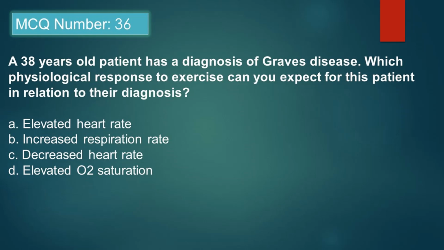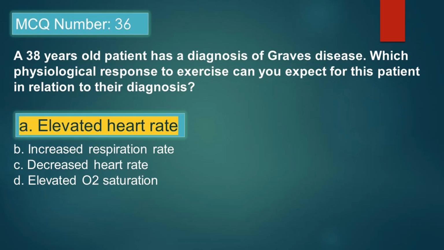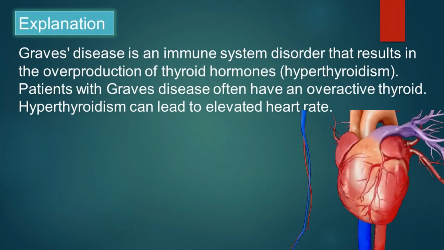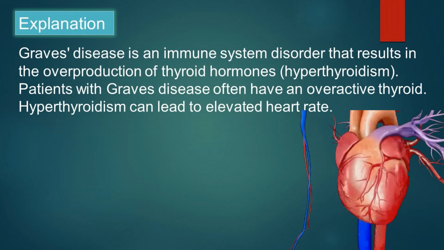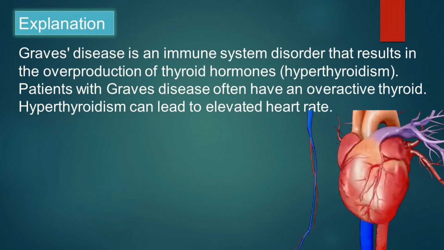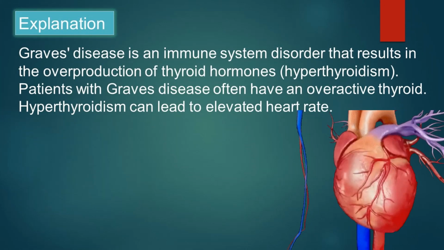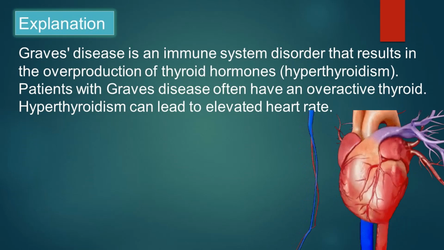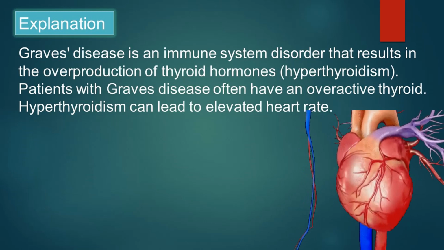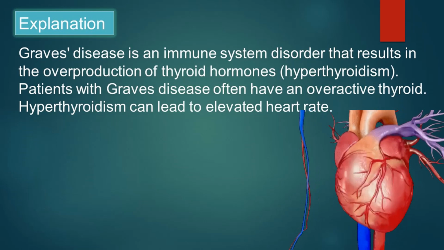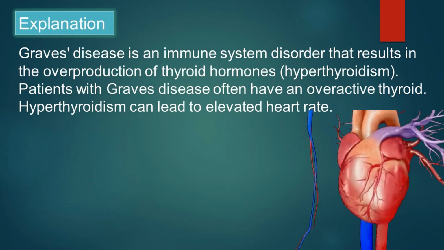And the correct answer is option A, elevated heart rate. Let's see the explanation. Graves' disease is an immune system disorder that results in the overproduction of the thyroid hormone, which we name as hyperthyroidism. Patients with Graves' disease often have an overactive thyroid. So hyperthyroidism can further lead to elevated heart rate.